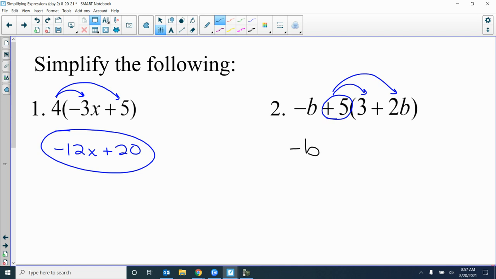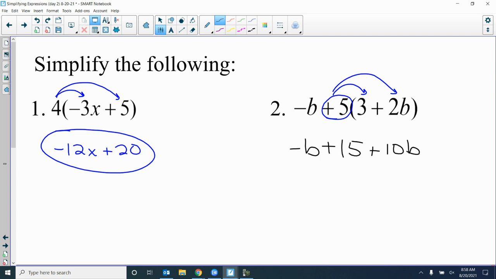15. And now, here's what some people will do. They'll write 15, but you have to put a sign. It's either a plus 15 or a minus 15, and we put the sign based upon what the answer is. A positive 5 times a positive 3 is a positive 15. Not done though, Mason, because what do I still need to do? 5 times 2b, which gives me what? 10b. Do I put a plus or minus? Plus. Good. Plus 10b.